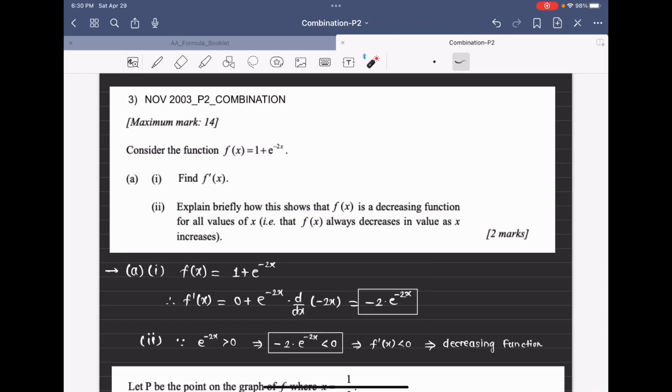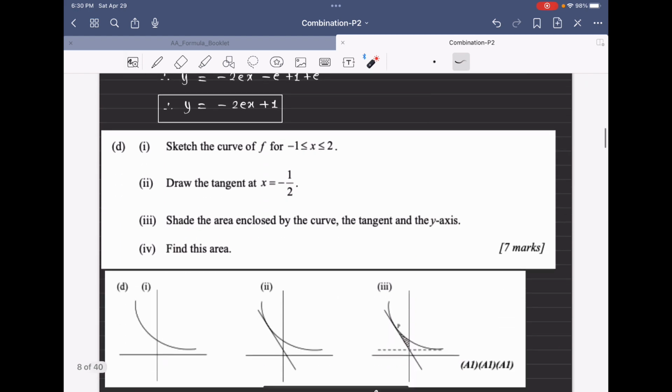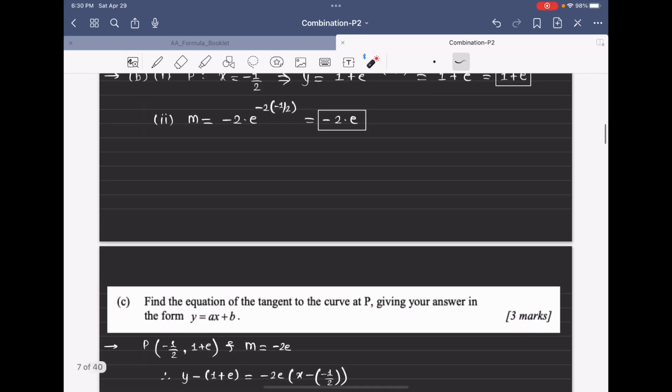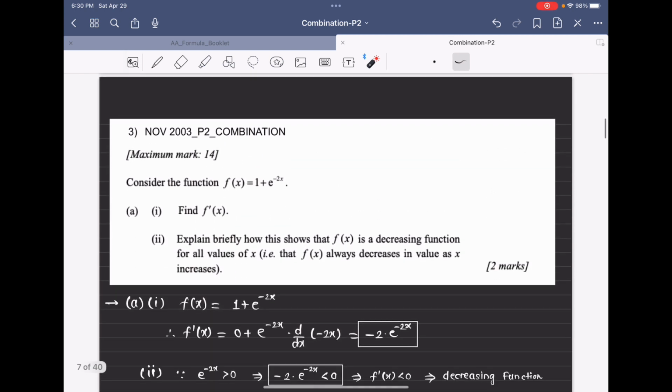November 2003, paper 2 combination. This problem will cover a derivative equation of a tangent, increasing and decreasing function, as well as area under the curve or area between the line and the curve. Let's start with the first part.